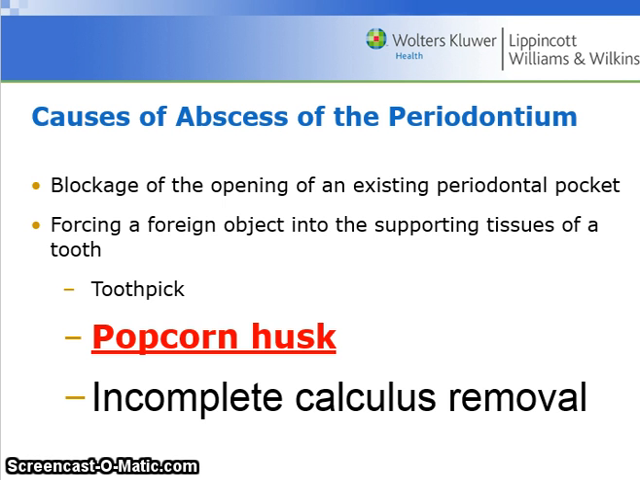Blockage of the opening of an existing periodontal pocket or forcing a foreign object into the supporting tissues of a tooth can cause an abscess. The common culprits are toothpicks, improperly used. Popcorn husks are big factors. And also if there was calculus removal which was incomplete and then the tissues closed around it, that could also lead to abscess formation.